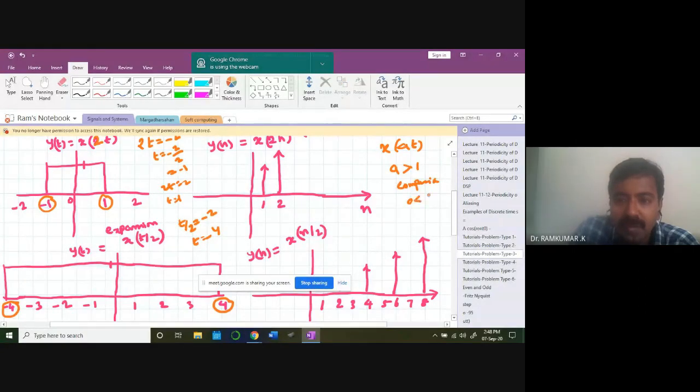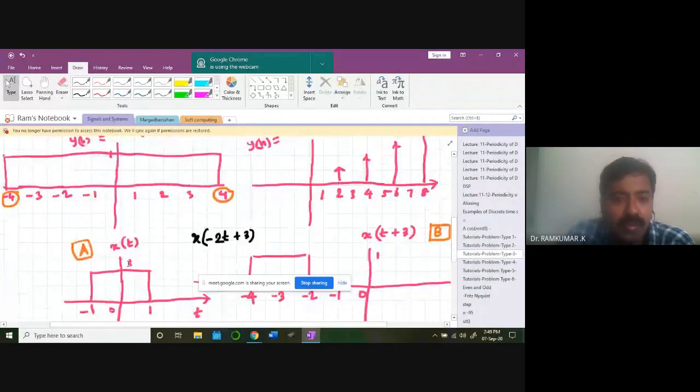When a is lying between 0 and 1, I get expansion, a kind of fraction, like 0.2, 0.3, for example 1 by 2, 0.5. So that's the expansion. And when a is negative, you get what we call the time reversal. For example, x of -t, you already see. So that's the kind of thing you have to remember.